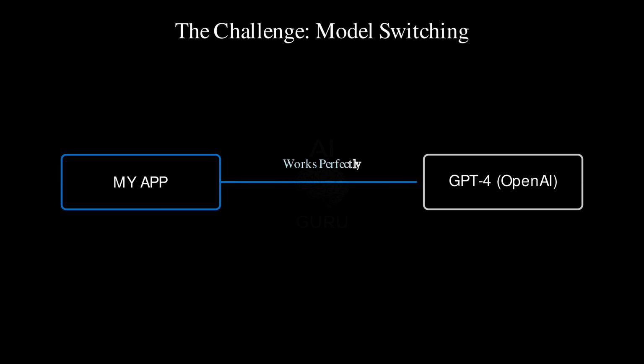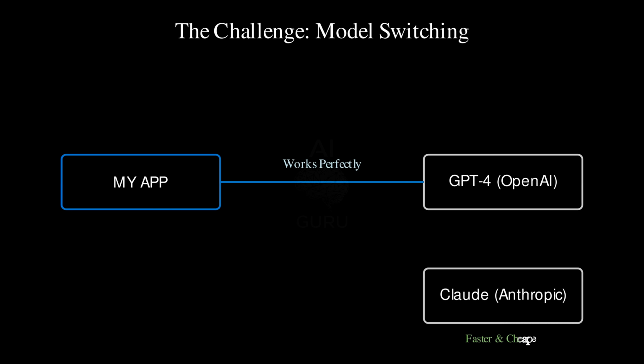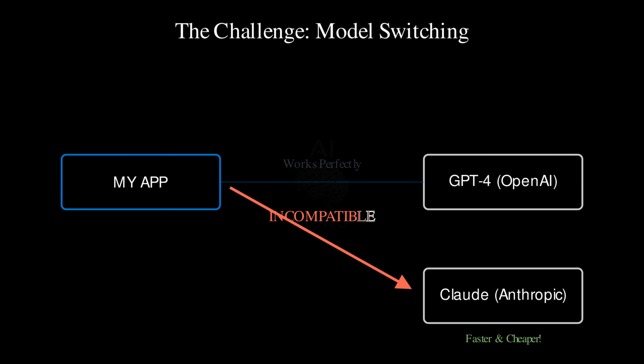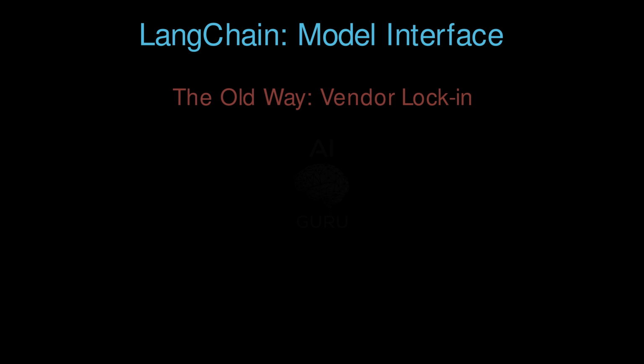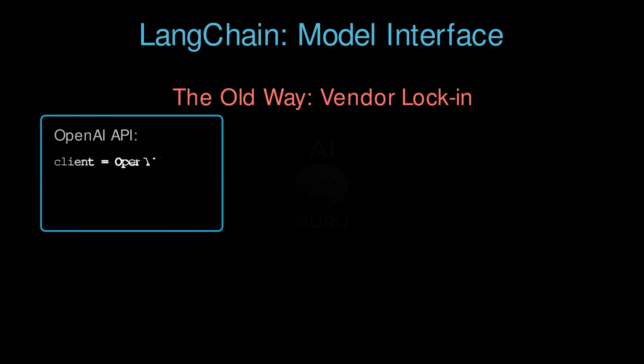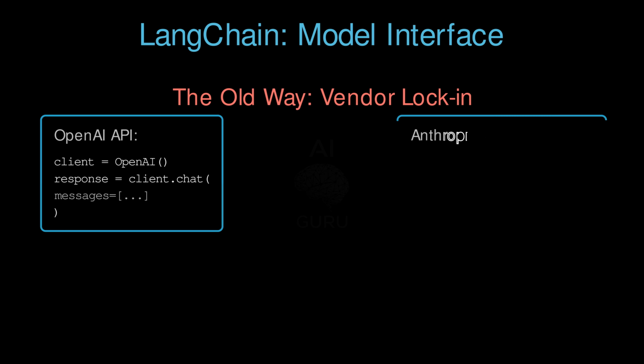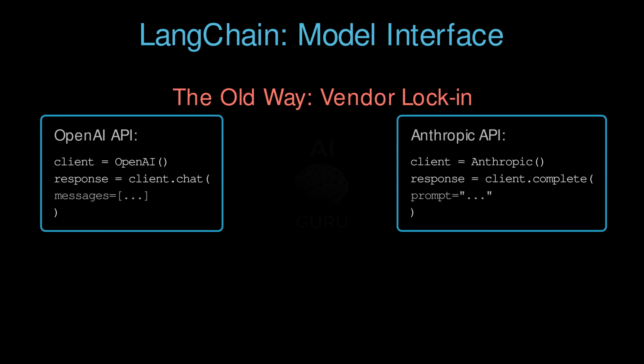Let's say I build an amazing app with GPT-4. It's working great. Then a week later, Anthropic drops a new Claude model that's faster and cheaper. In the old days, I mean, like last year, what did that switch look like? Oh, it was painful. A total nightmare. You had to rewrite your API calls completely. OpenAI expects messages, another provider might expect prompt. The error handling is different. You were essentially vendor locked.